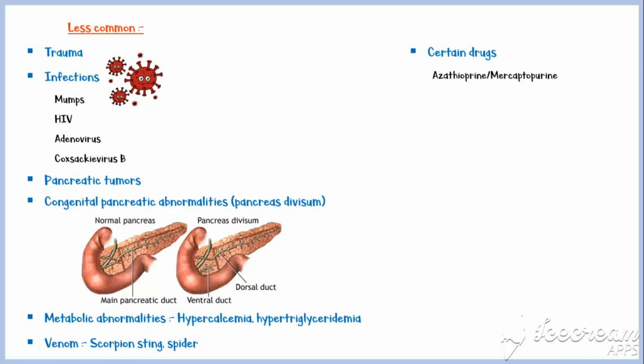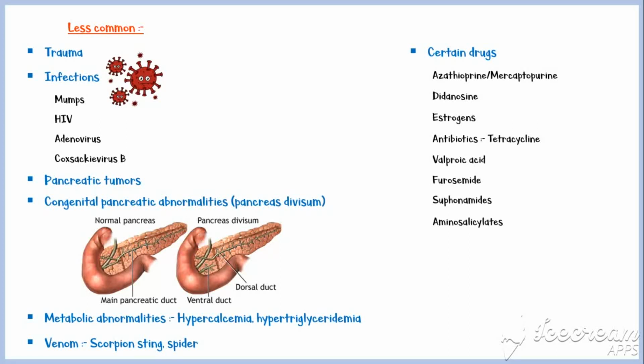including the following: azathioprine and mercaptopurine, didanosine, estrogens, antibiotics like tetracycline, valproic acid, furosemide, sulfonamides, aminosalicylates, corticosteroids, metronidazole, and ACE inhibitors. In addition to these factors, hereditary factors also play a role in acute pancreatitis in certain individuals.